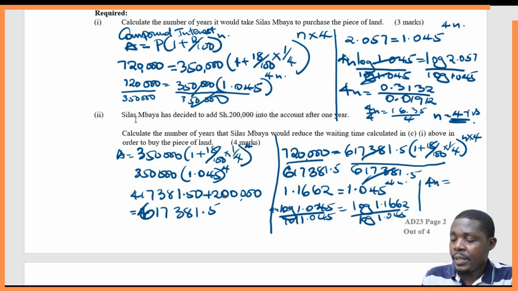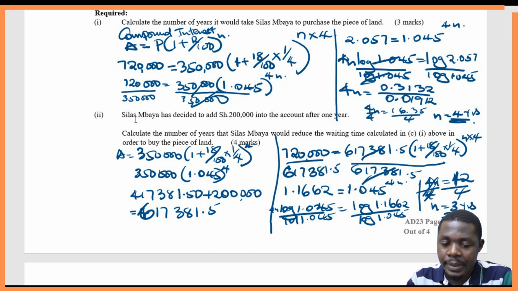In that case, if you round off to a whole number, because it is 11.5, let me just round off to a whole number. That is 4n will be 12. Divide by 4, divide by 4. n alone will be what? 3 years. n will be 3 years.